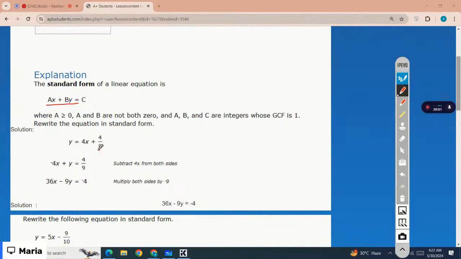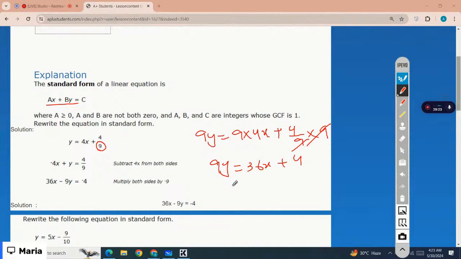First thing is you need to remove that 9. Multiply the equation by 9. That would be 9y equals 9 times 4x plus 4 by 9 times 9. 9 and 9 cancel out. You are left with 9y equals 36x plus 4. Now move that 9y to this side and 4 to the other side. So that is negative 4 equals 36x minus 9y. So the equation is 36x minus 9y equals negative 4. Got it?